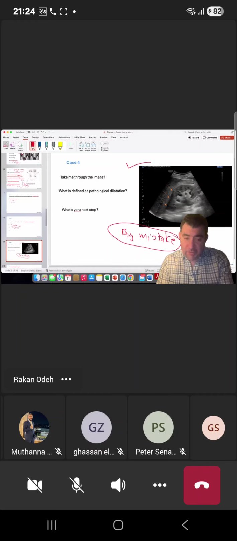There's hydronephrosis. What is this black thing here? So it can be fluid and calyceal rupture. It can be an abscess. Very good. Well done. Okay, what's your next step here?